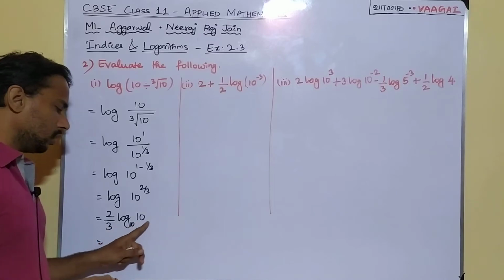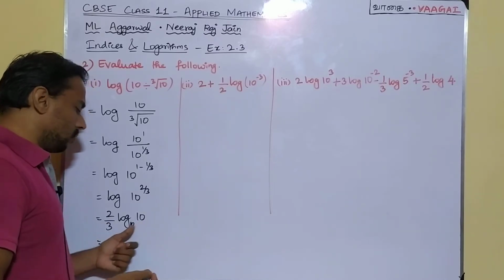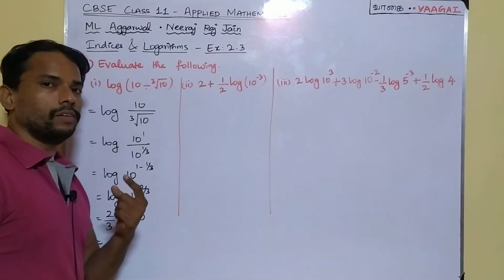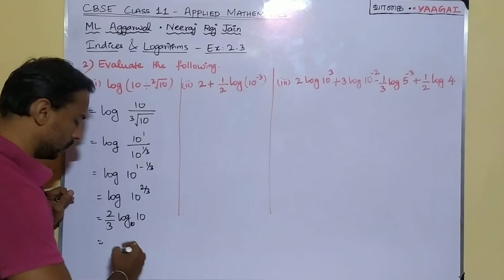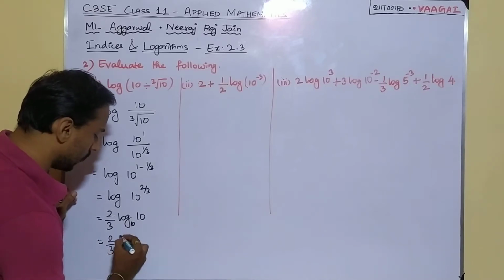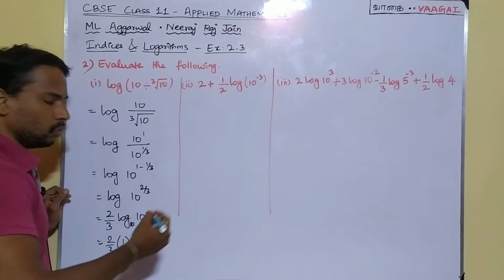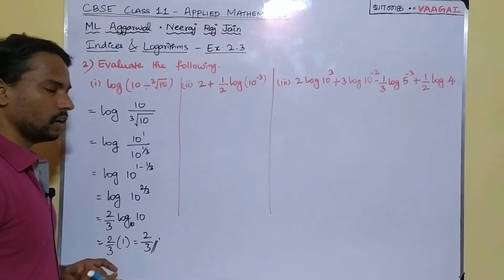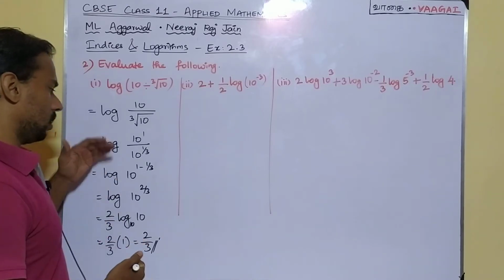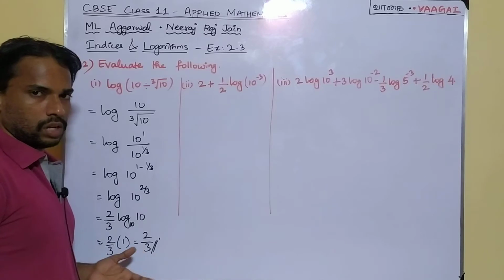And what about log 10 to the base 10? It's going to be simply 1, because log of a value with the same base is always 1. So we have 2 by 3 times 1, which is 2 by 3 itself. So 2 by 3 is the answer for our first subdivision. I hope it is very clear to you. It's just a basic format, so if we carefully follow the steps, we'll be able to easily achieve the answer.